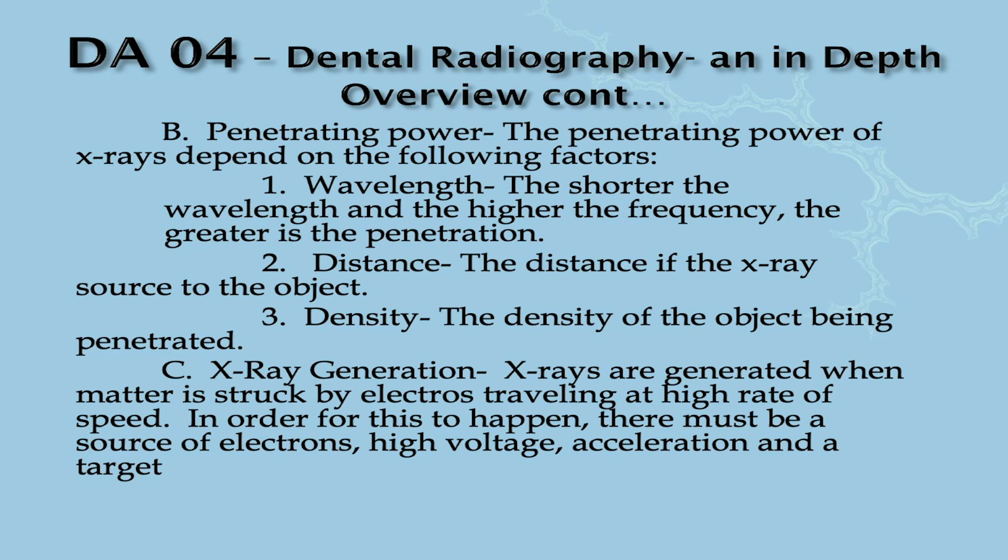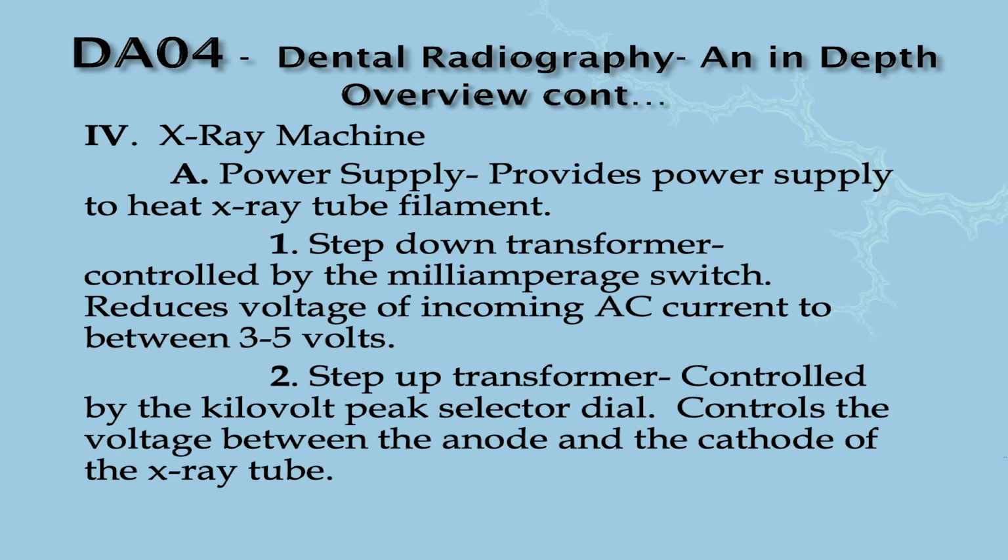X-ray generation: X-rays are generated when matter is struck by electrons traveling at a very high speed. In order for this to happen, there has to be a source, a high voltage, acceleration, and a target. So the X-ray machine, as we discussed previously, but we'll go a little bit more in depth, has the power supply, which provides the power to heat the X-ray tube and the filament inside. There's a step down transformer and a step up transformer.